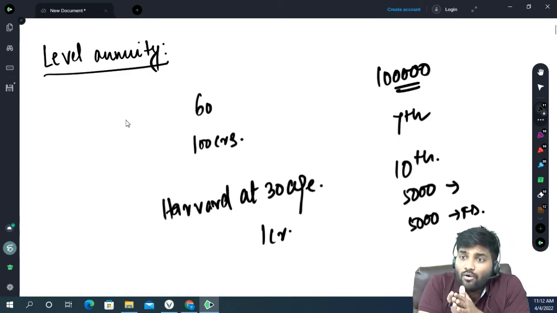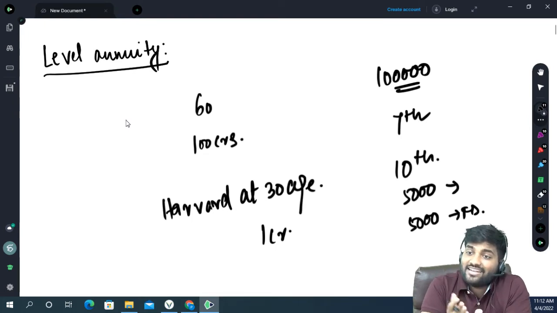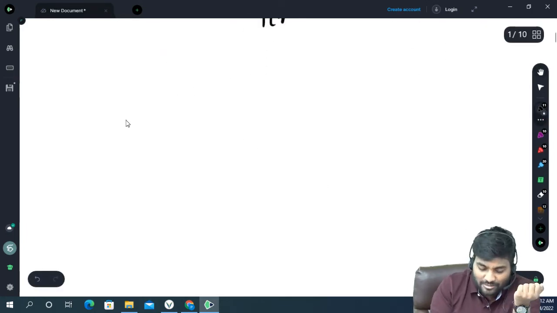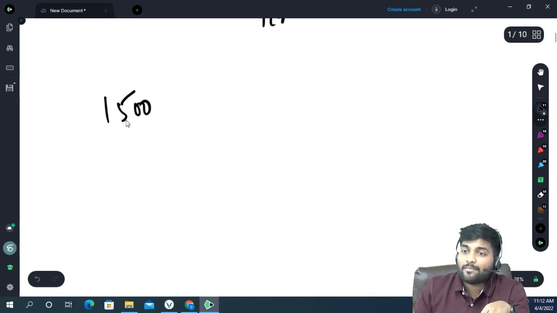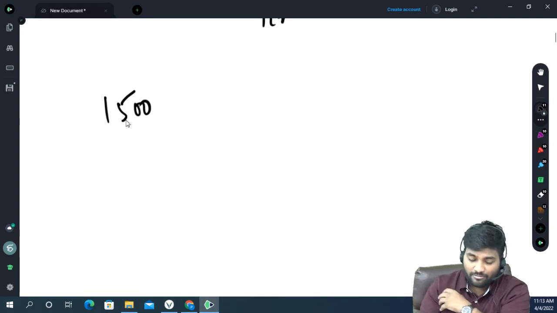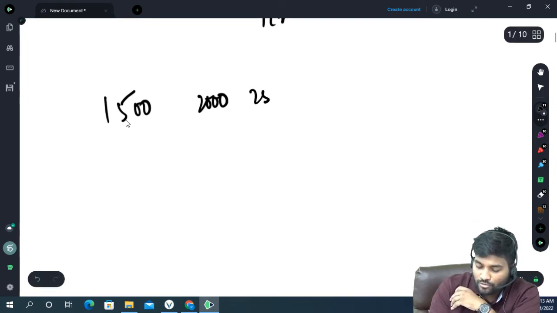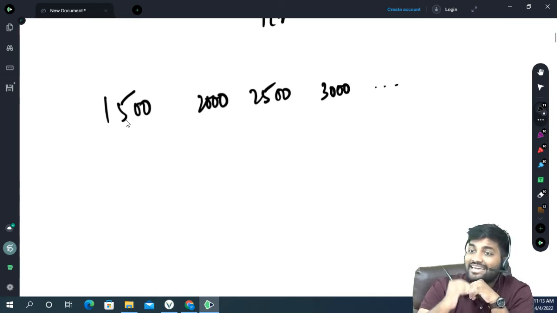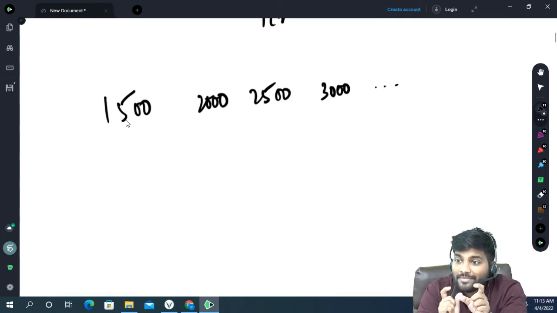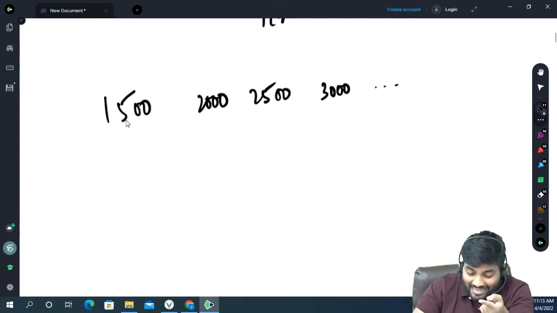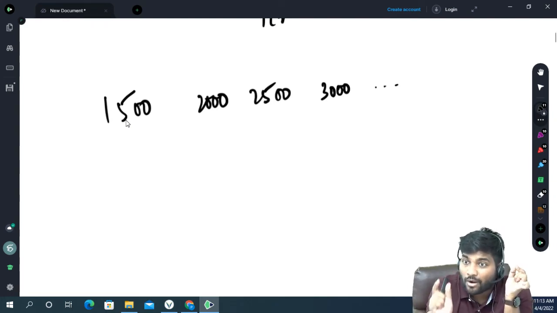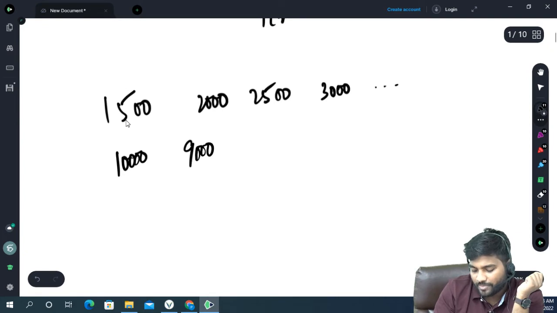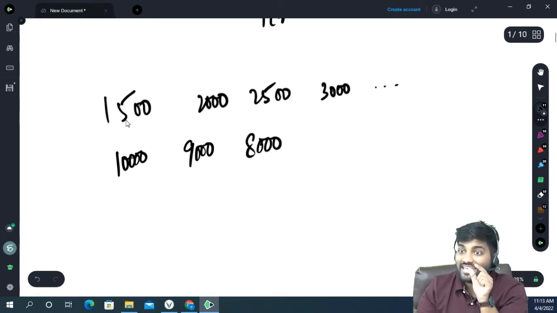Again, the payments are not necessarily level. They might come up with an exotic annuity where, let's say suppose, the first payment is 1500 and each payment goes on increasing by 500. So the annuity will be 1500, 2000, 2500, 3000 and so on. This is an increasing annuity, simple increase. What does the word simple mean? Simple means the increase is taking place by a specific amount. It can be like this also, 10,000, 9,000, 8,000, again a simple decrease.